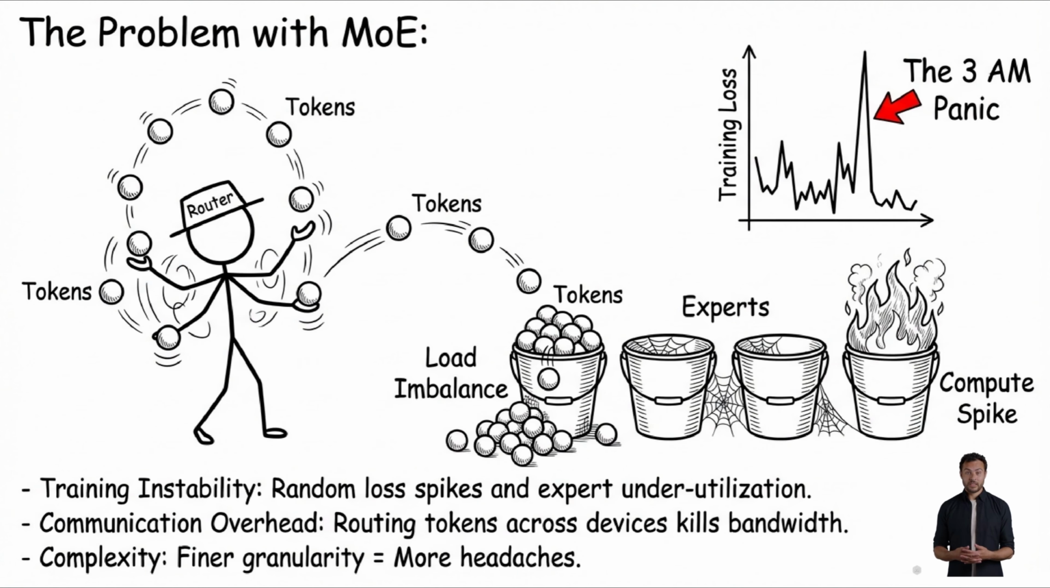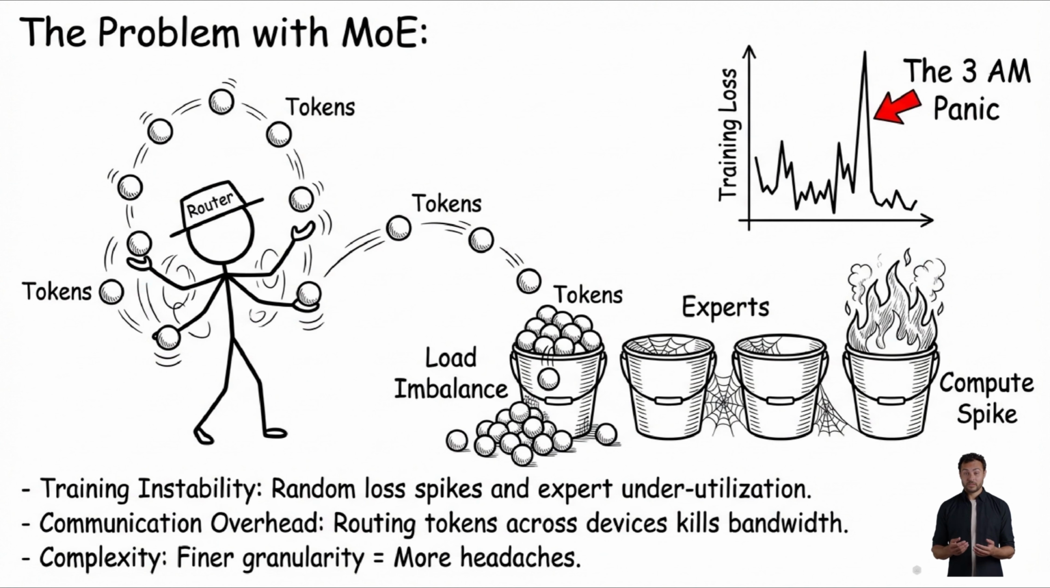On the right, the 3 AM training loss panic graph is a common occurrence during mixture of experts, aka MOE, training. The loss suddenly spikes even when nothing obvious changed. That instability often comes from uneven routing. Some experts get flooded, while others barely see data. So underutilized experts stay undertrained, and the optimization lurches.